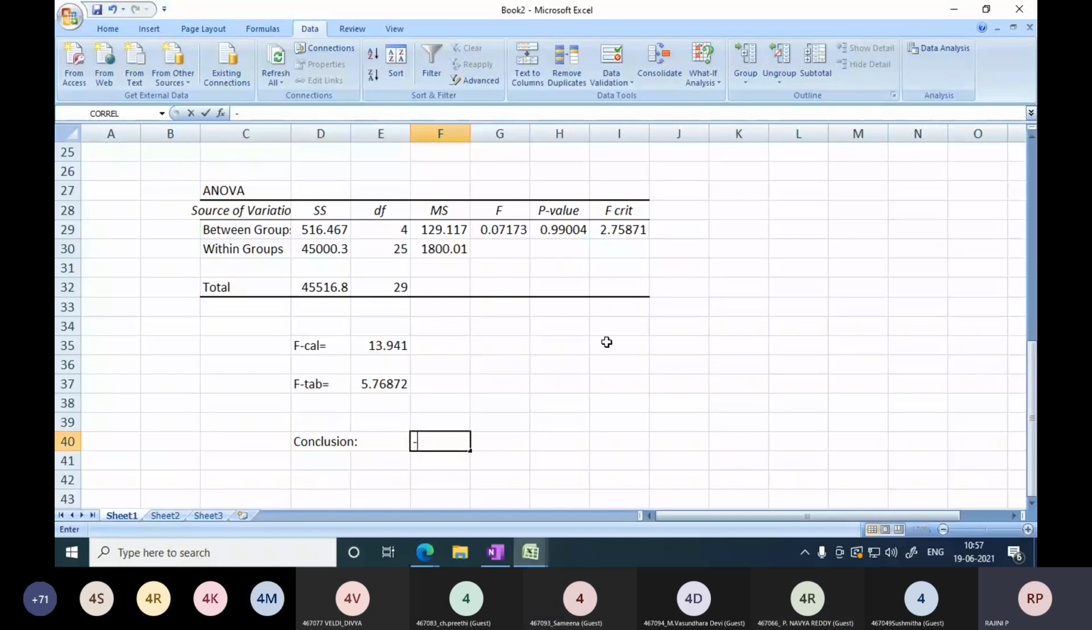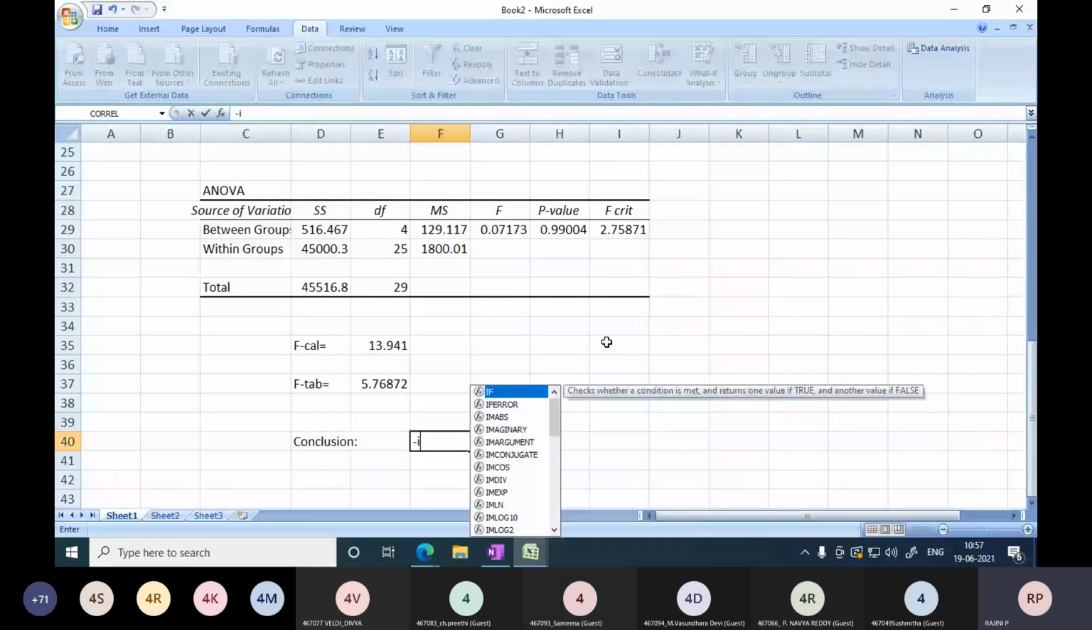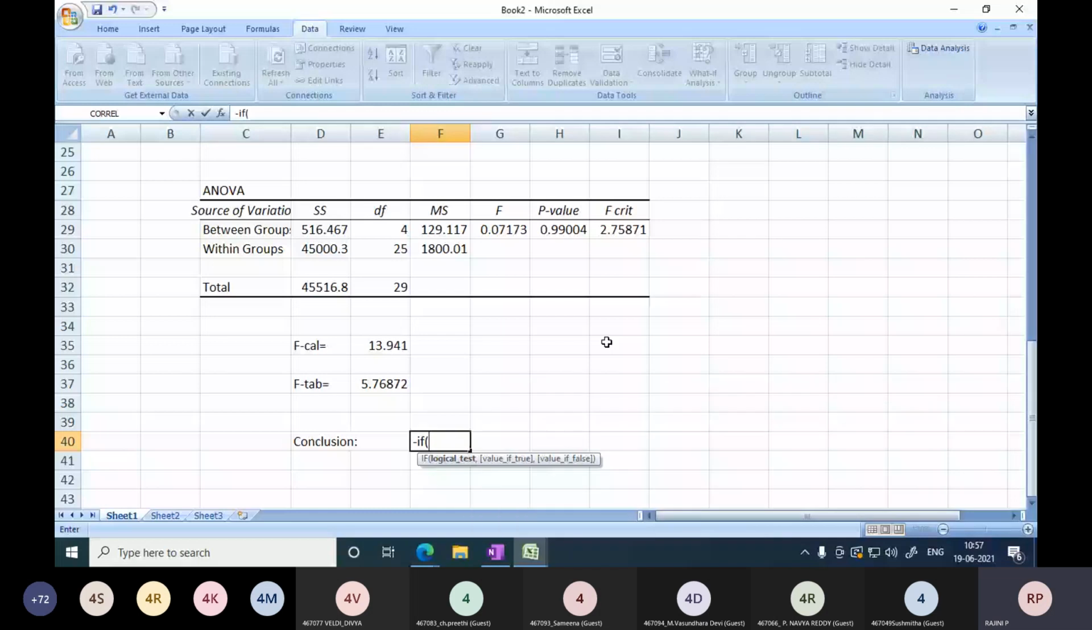Write the conclusion. How? If F cal less than or equal to F tab, comma. If it is less than, what are we doing? Accept H naught. Close the quotation, comma. If this condition is not satisfied, then what conclusion has to be given? Reject H naught. Then close the quotation, enter.